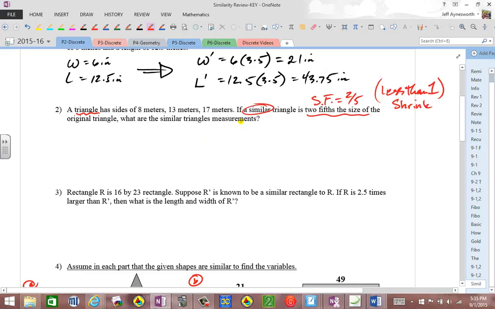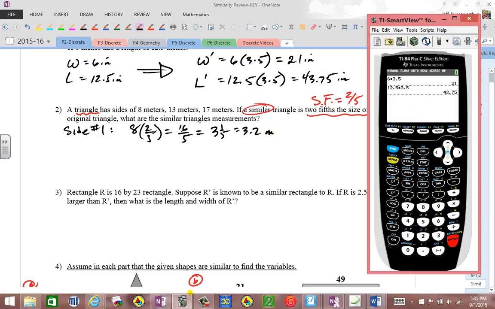Well, let's take a look at it. Let's take side 1. It's 8. Let's multiply it by 2/5. That's 16/5. 8 times 2 is 16. That's 3 and 1/5, or you can write it as a decimal, 3.2. We'll call it meters. Like I said, 16 divided by 5, it's 3.2 or 3 and 1/5.